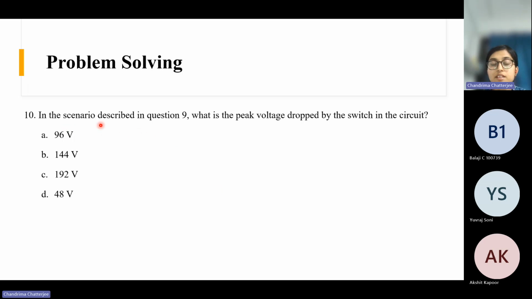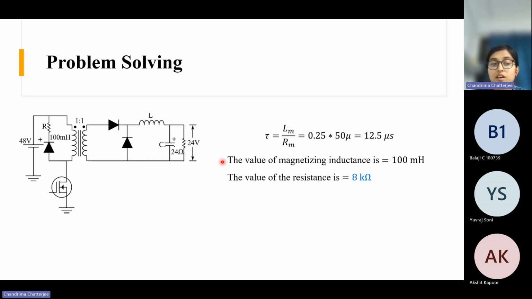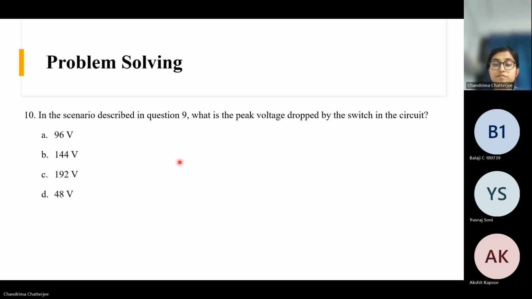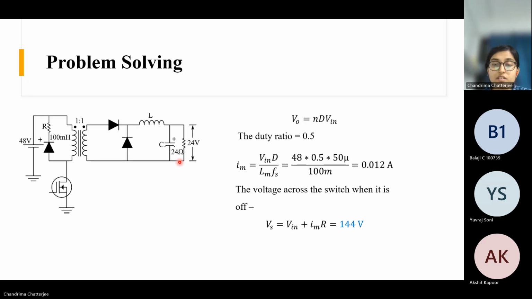In the second part, what they are asking, for the scenario described in question 9, what is the peak voltage drop across the switch in the circuit? So now you need to find out the voltage drop across this switch. Now you need all this information. So V naught is N d V in for a forward converter. Duty ratio is 0.5. Why? Because you know the V out value, you know the V in value. You also know what N is. N is 1:1. So D value, what is D? D is 0.5 from this equation.